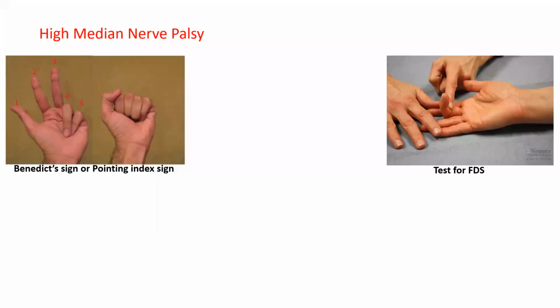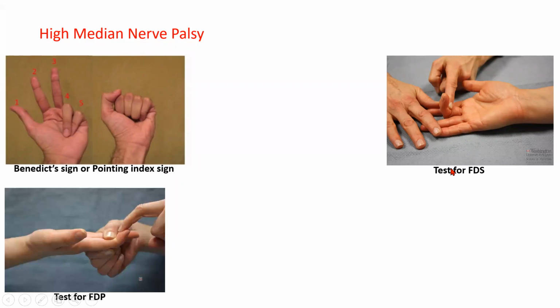The DIP flexion is by FDP, flexor digitorum profundus. Don't get confused here. MCP is by lumbricals. Proximal interphalangeal joint is by FDS or flexor digitorum superficialis. The distal IP joint flexion is by the FDP. So this is the way to check it. And the test for FDP: here you stabilize the proximal phalanx and check for movement of the middle phalanx. Here you stabilize the middle phalanx and check for movement of the distal phalanx.